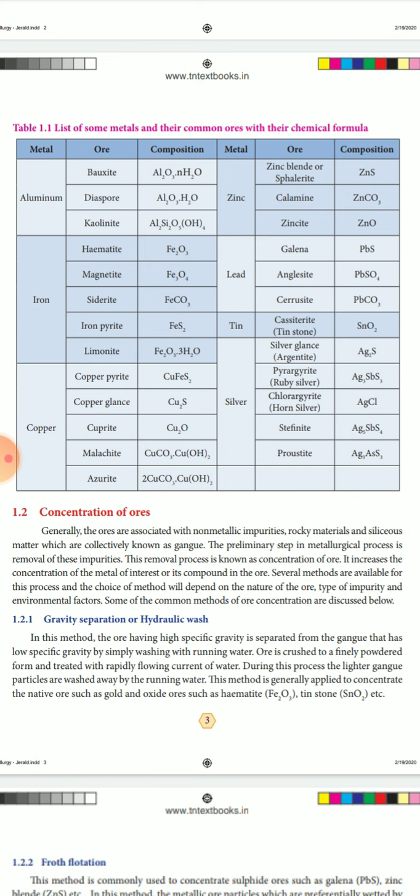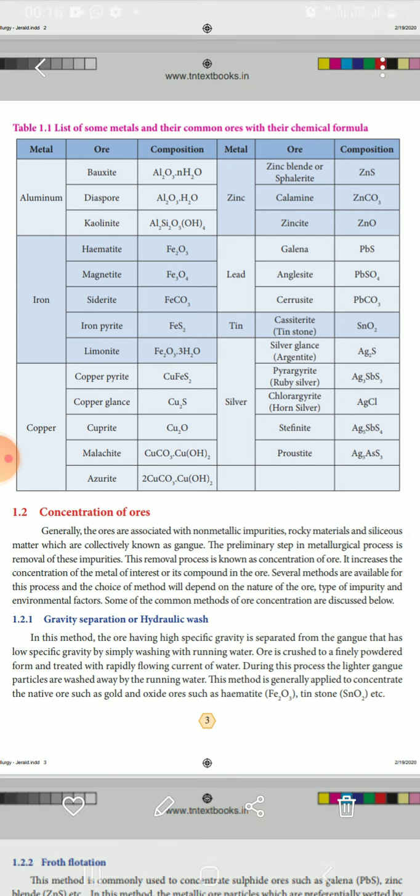Then we can study the concentration of ores. You have already seen the list. This is the combined state of metals that we can get from the earth crust. All those metals are combined with silicate, oxygen, water, hydroxides, sulfur, etc. These are all combined states.